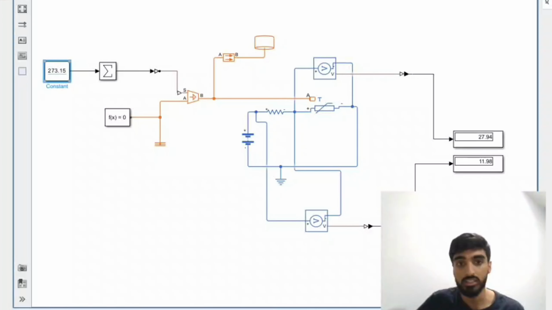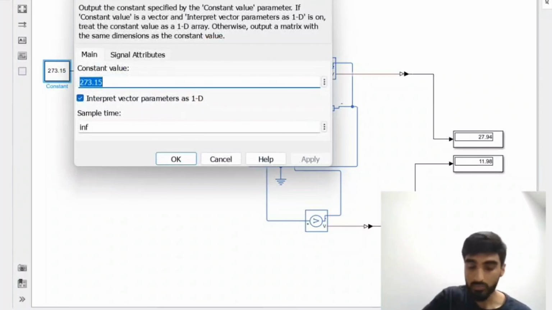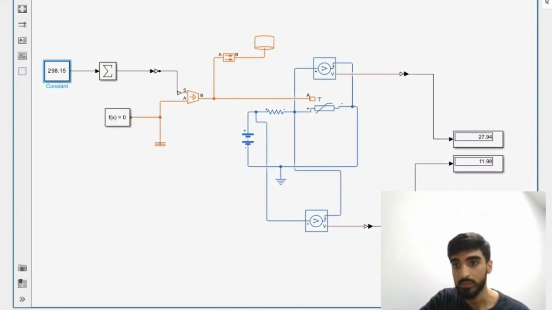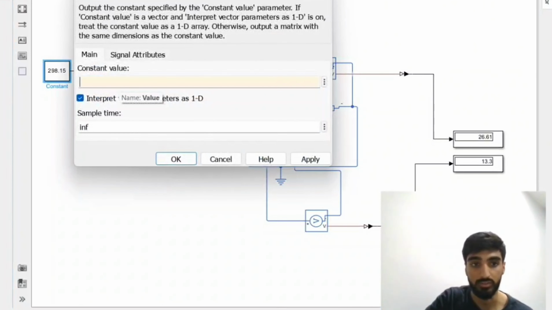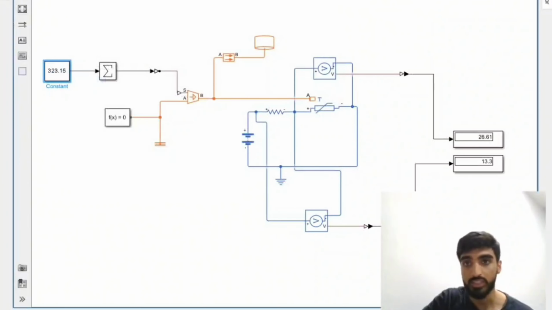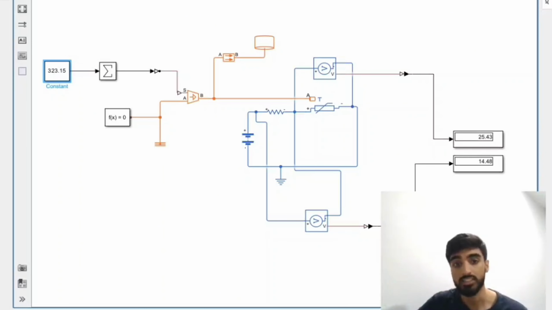So after running the simulation for 273.15, which is 0 degrees, our thermistor value was 27.94. And if we change this to 298.15, our value is going to look like this, 26.61, which is a decrease from the previous value of our thermistor. As we increase the temperature again to 50 degrees Celsius, it's 25.13. So this is showing that as the temperature rises, the voltage across the thermistor reduces.